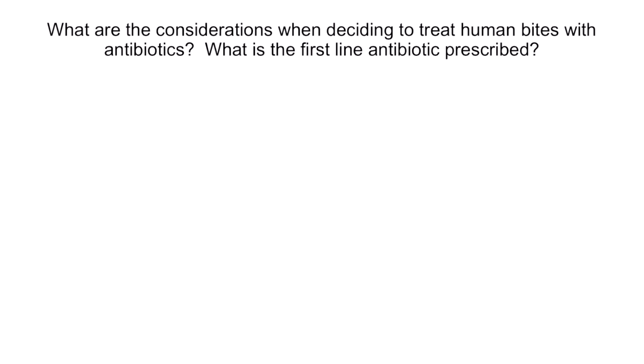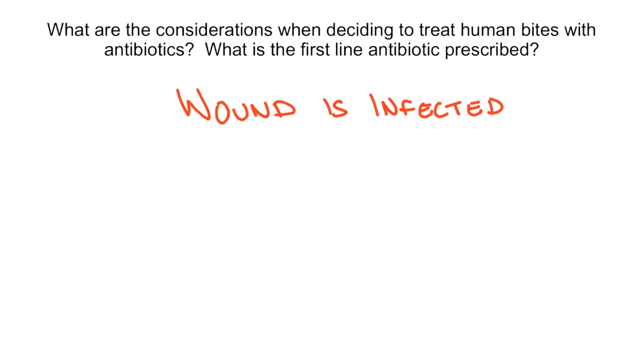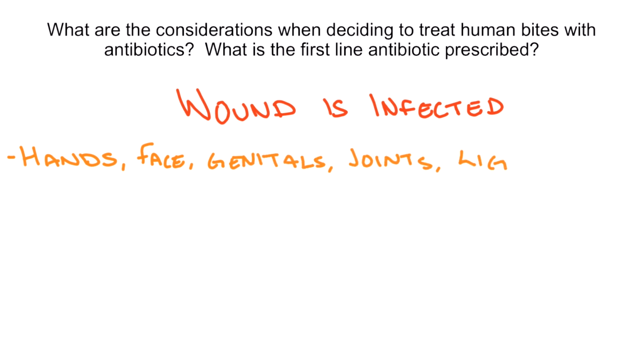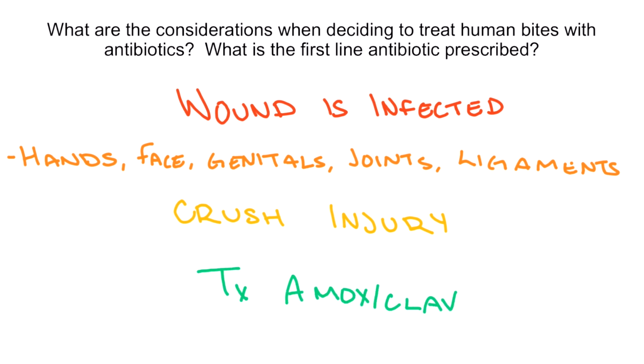Now, it's recommended to treat human bites with antibiotics if the wound is infected, and if the bite is on the hands, face, genitals, near joints, or ligaments, then you're also going to want to give antibiotics. And lastly, if there's a crush injury associated, then you're also going to want to give antibiotics. Now, the antibiotic of choice when treating human bites is, once again, amoxicillin clavulanate. And that concludes this section.